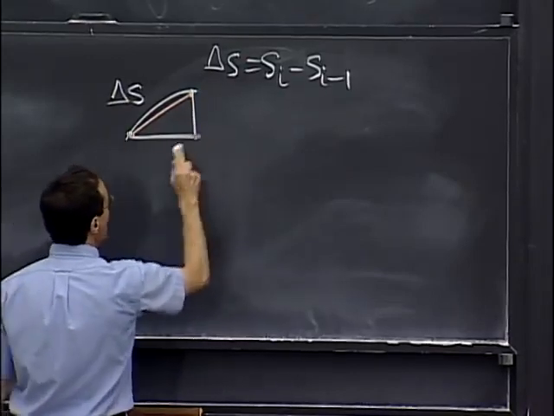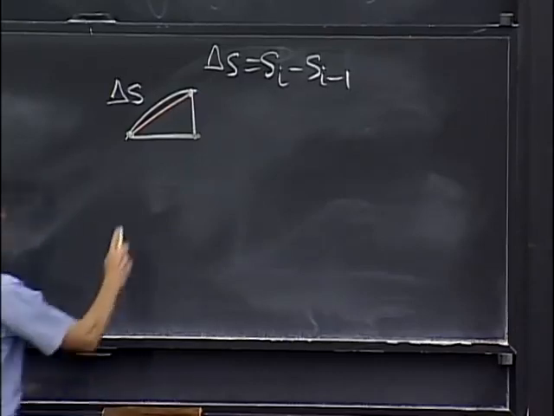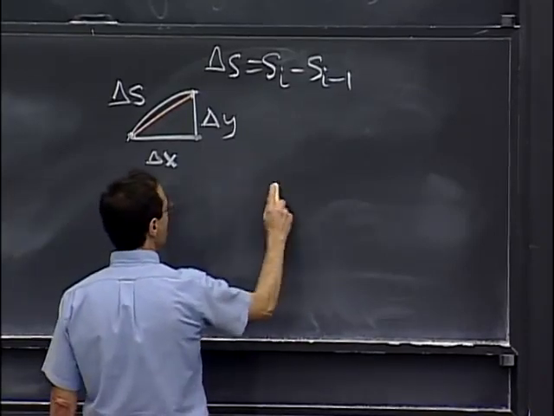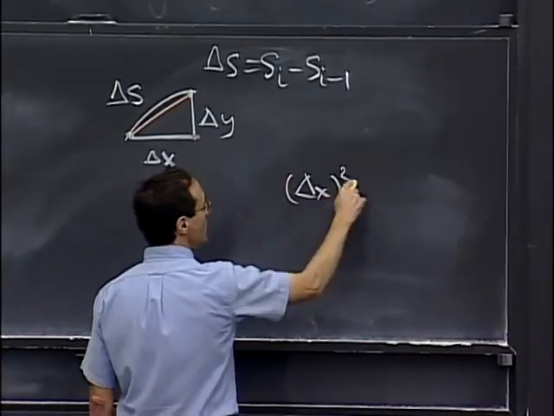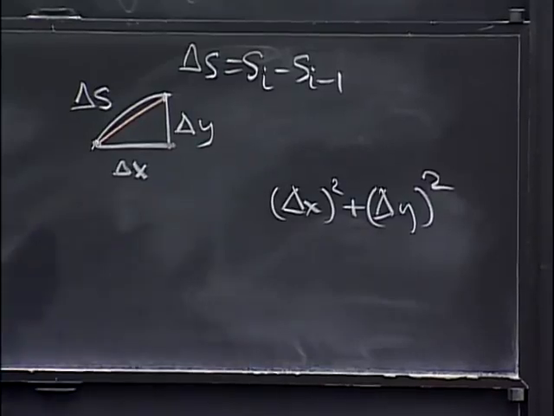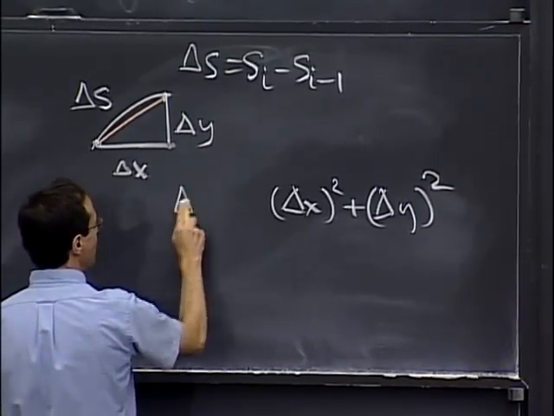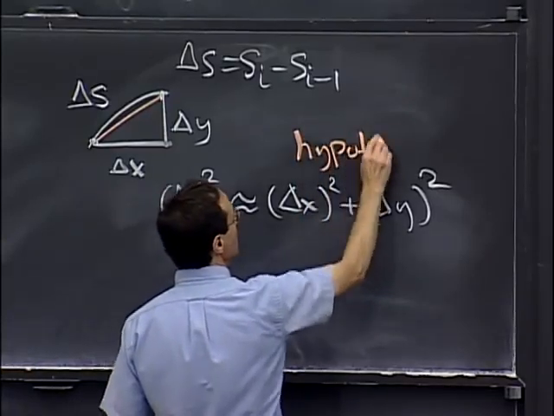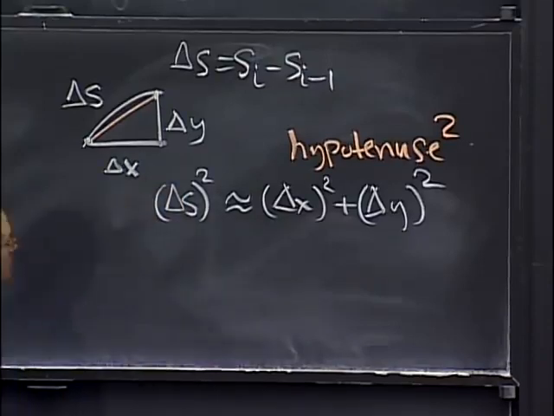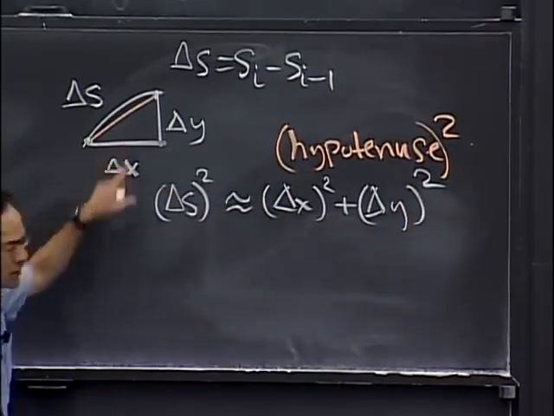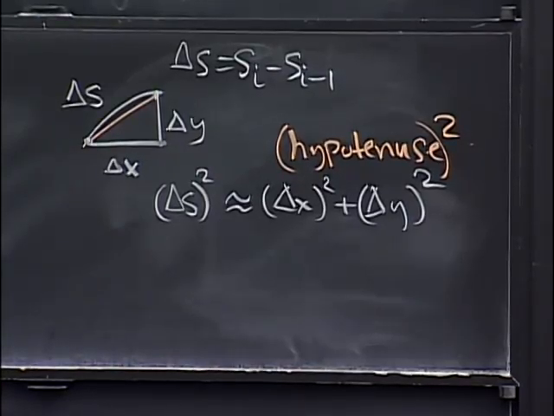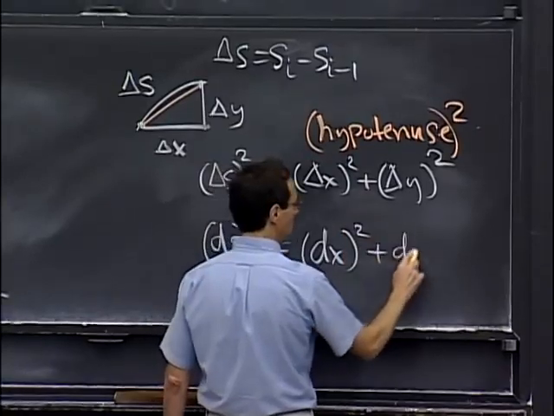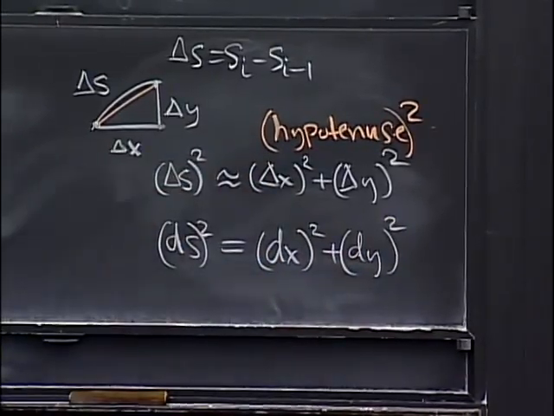And then I can figure out what the length of the orange segment is, because the horizontal distance is delta x and the vertical distance is delta y. And so the formula is that the hypotenuse is the square root of delta x squared plus delta y squared. And delta s is approximately that, so what we're saying is that delta s squared is approximately this. So this is the hypotenuse squared, and it's very close to the length of the curve. And the whole idea of calculus is that in the infinitesimal, this is exactly correct. So that's what's going to happen in the limit.